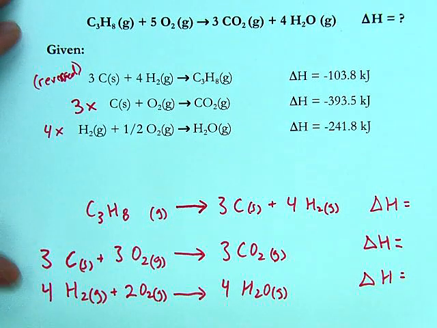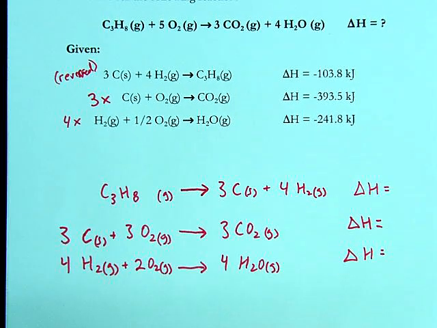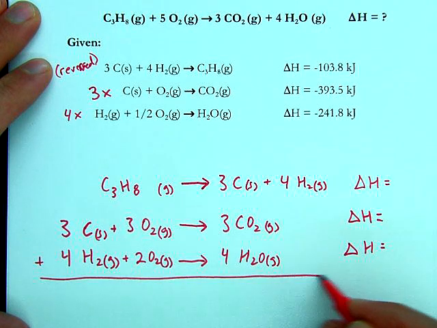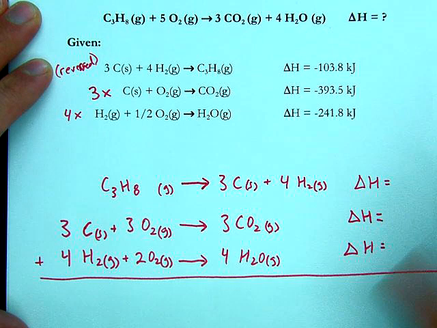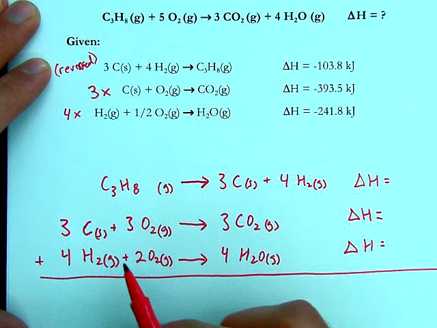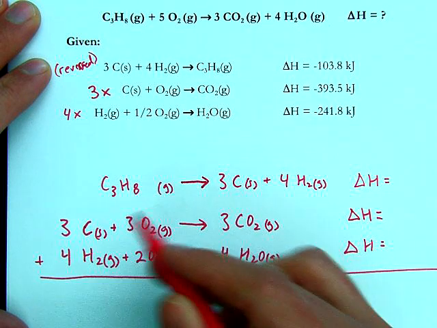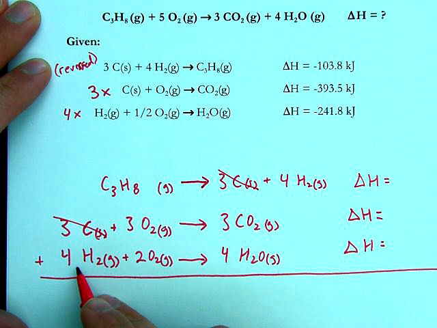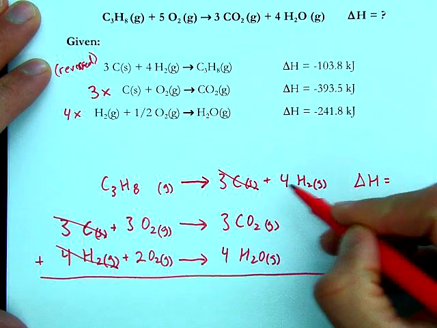Now, I'm going to add these together and see what we end up with. Okay? So I'm going to put a little plus sign here. Like terms on opposite sides of the arrow cancel out. Okay? So here we have 3 carbons, and here we have 3 carbons. Those are going to cancel out. Here I have 4 H2s, and here I have 4 H2s. Those are going to cancel out.